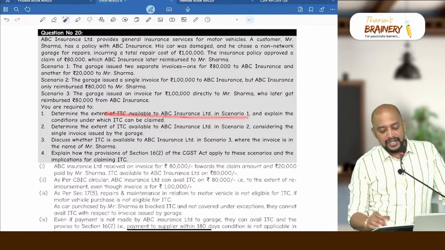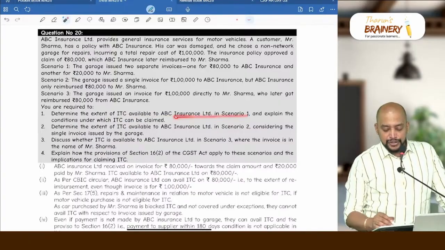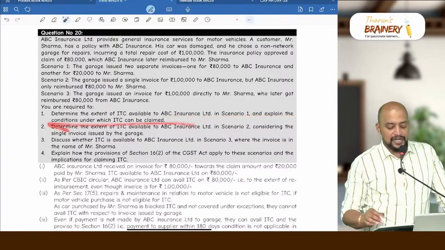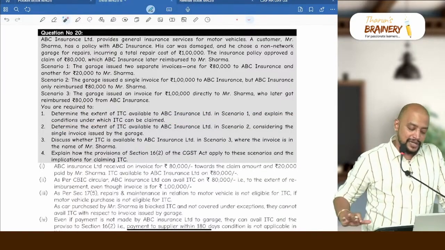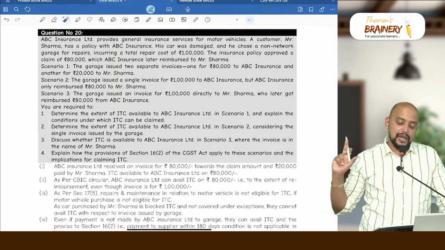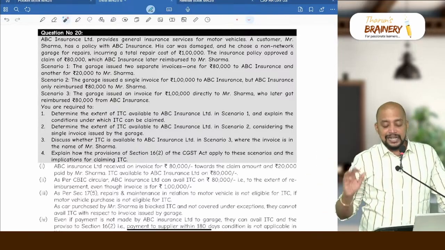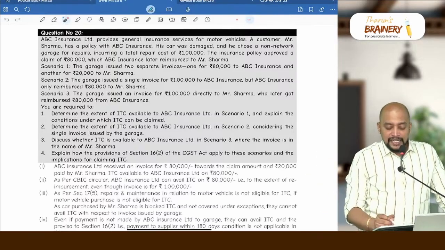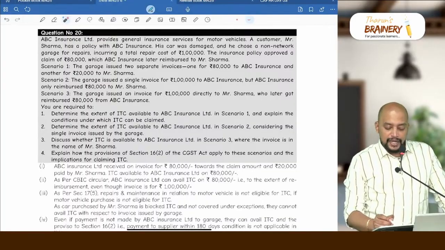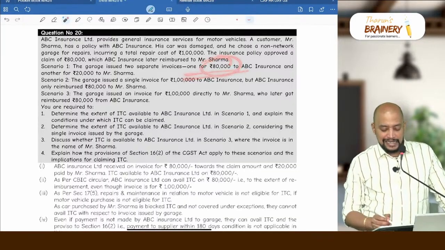Determine the extent of ITC available to ABC Insurance Limited in scenario 1 and explain the condition under which ITC can be claimed. What is your answer? As the invoice is in the name of the insurance company, they can take ITC with respect to 80,000 only. So on 80,000 only they can take ITC.